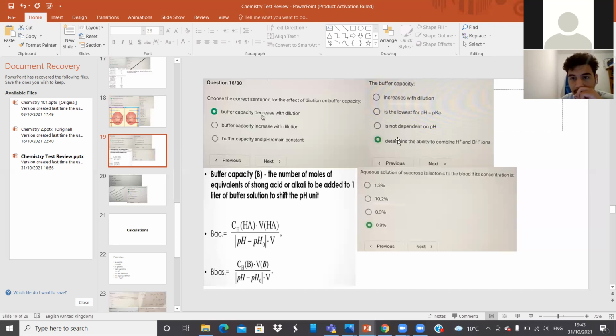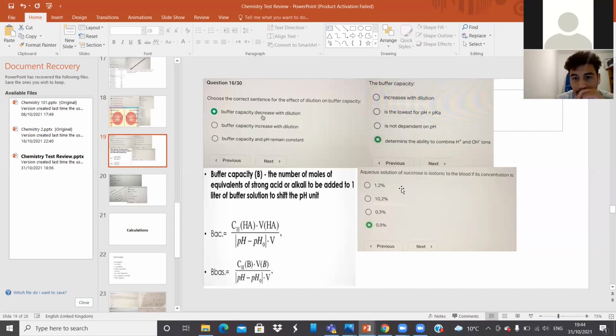Okay, and determines the ability to combine H plus and OH minus. That's exactly what it is, because it shows the ability of the buffer to take change, so to either accept H plus without changing pH or accept OH minus without changing pH. So it can combine H plus and OH to produce water. If you produce water, then you're taking the H plus or the OH minus out of the equation, and therefore the ability of the buffer to stabilize the pH increases. Okay, so this is correct.